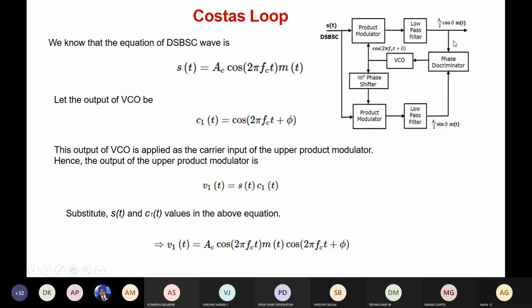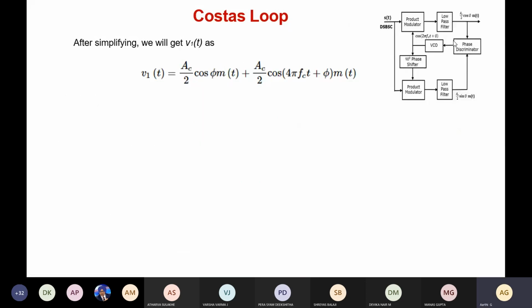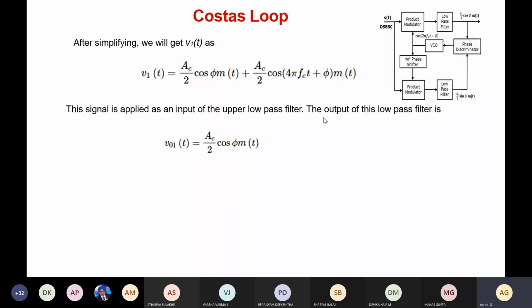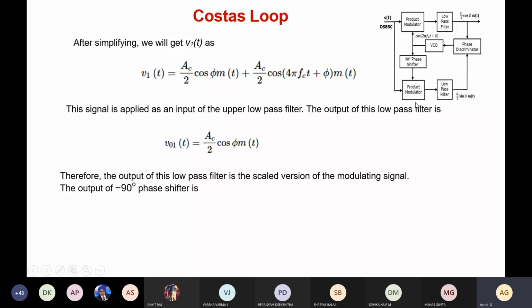After you expand, this is cos phi m of t plus cos of 4 pi fc t plus phi into m of t. Now after filtering, we are going to filter out the high frequency elements. So only this Ac by 2 cos phi m of t will be at the output of the low pass filter. Let us take it as v naught 1 of t, which is Ac by 2 cos phi into m of t. Now you can see here this is sin of 2 pi fc t plus phi. This will be the other input. Let us take it as c2 of t.